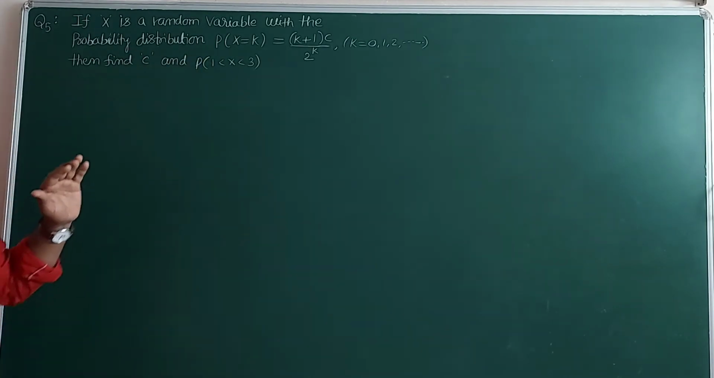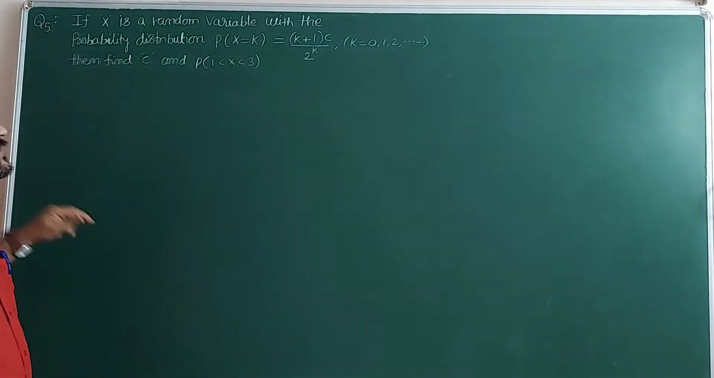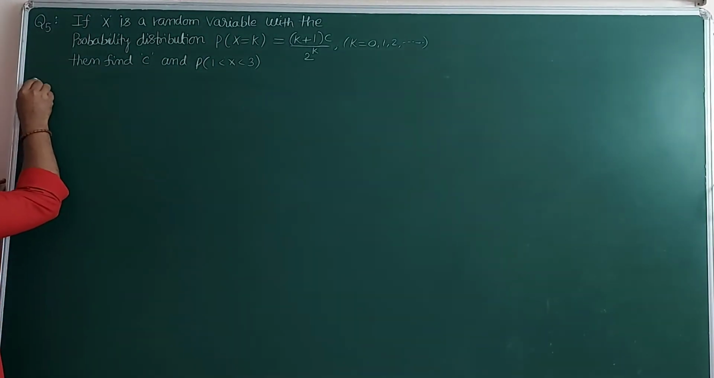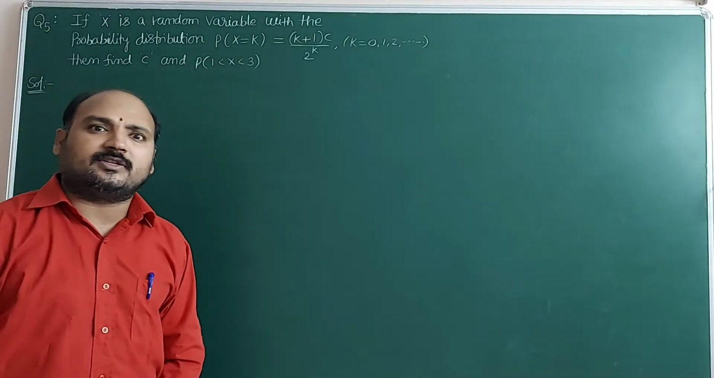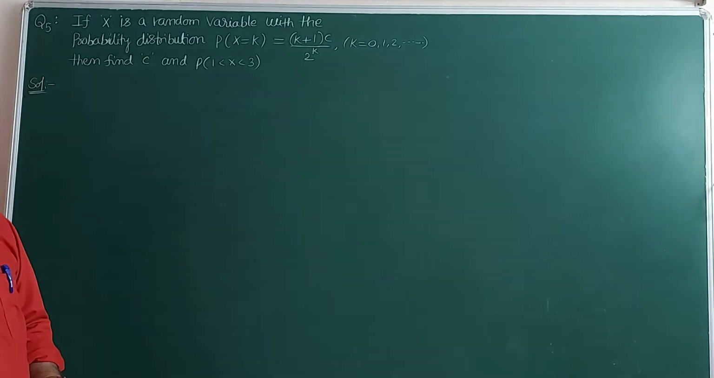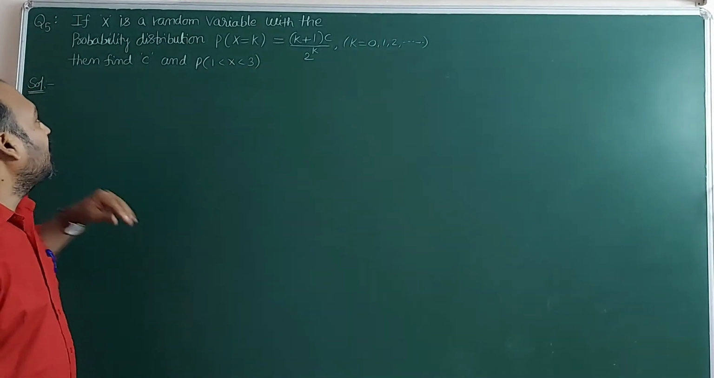So first we need to calculate the value of c, and then P of 1 is less than x is less than 3. We know the general procedure to calculate the value of a constant, c or k: the sum of the probabilities is equal to 1. Before that, you have to write the given probability distribution function.